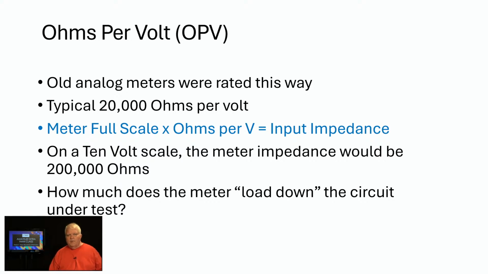Typically, a multimeter would be 20,000 ohms per volt. This refers to the meter's full scale reading times its ohms per volt rating, which is that device's input impedance. So on a 10 volt scale, the meter input impedance would be 200,000 ohms. In a solid state circuit, that's not very bad, but in a tube type circuit, that could really change things all around. It's all about how much the meter loads down the circuit under test.